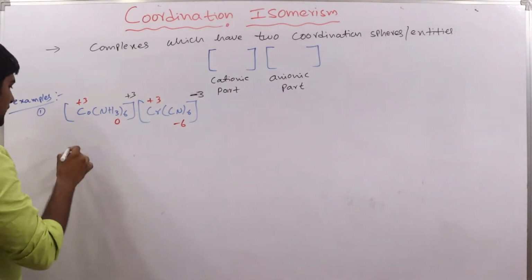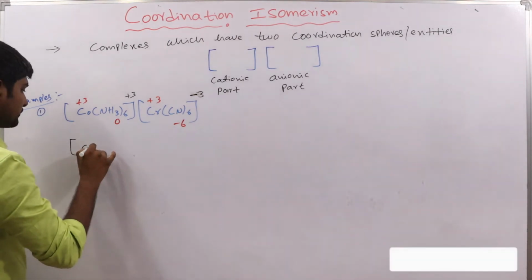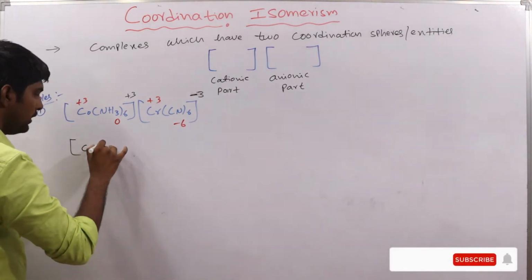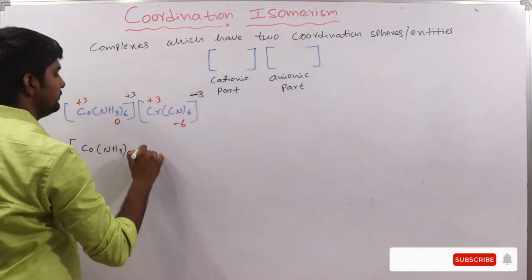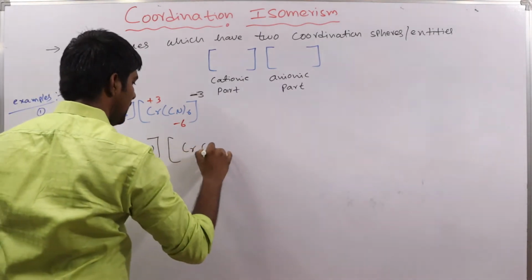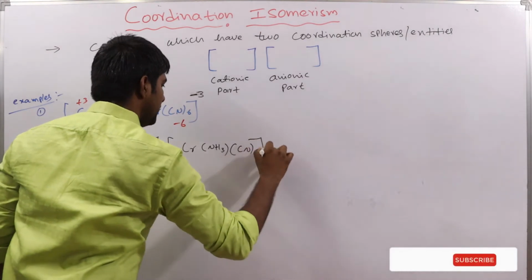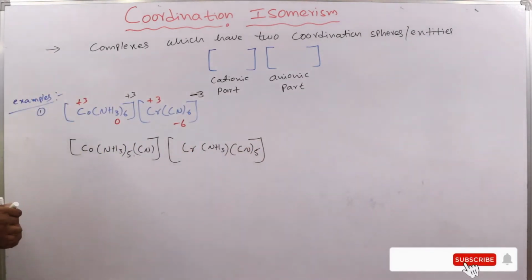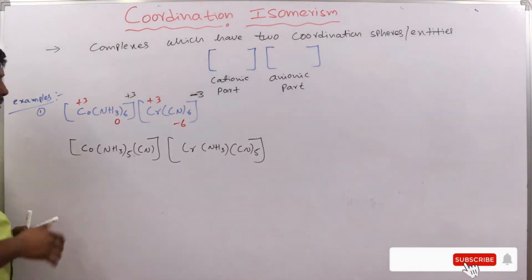Let us write its coordination isomer. See here, Co(NH3)5CN in the cationic part and Cr(NH3)CN taken 5 times in the anionic part. So this is one example for the coordination isomer of this complex.